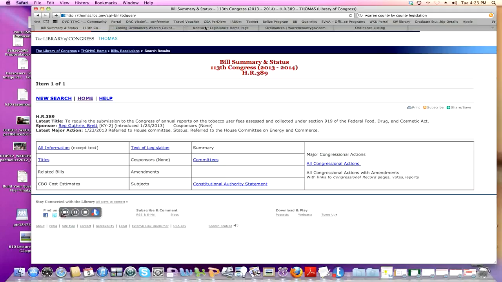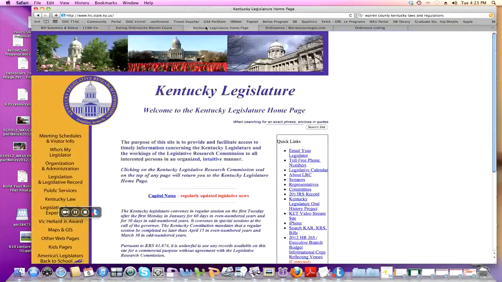Now, the next level that you might want to look at is Kentucky. You might want to look at the Kentucky legislative page. Now here it is, lrc.state.ky.us. So there's the website. It's up here. And when you're thinking about legislation, if you want to look at state level legislation, you would go there.